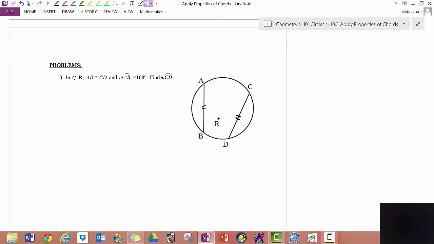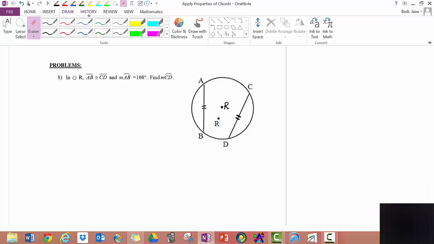In circles, center R, chord AB is congruent to chord CD, and the measure of arc AB is 108. So I just want to point out to you, what does it mean when we say measure of arc AB is 108? So what you do is, from the endpoints B and A, no, I wasn't able to go all the way. Anyway, I did not mean that, so let me try that again.